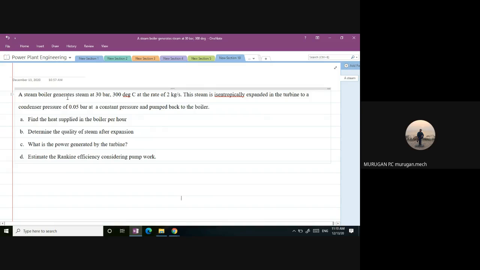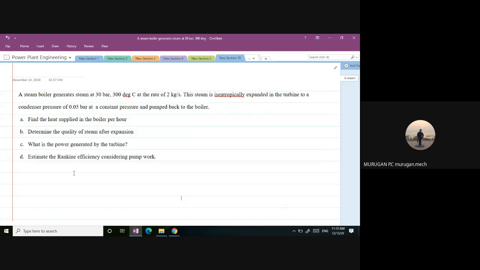Hi everyone. Today we are going to see a simple problem on the Rankine cycle. As you know, the Rankine cycle is the main cycle that is used for the steam power plant. So today we can do a simple problem on the Rankine cycle.